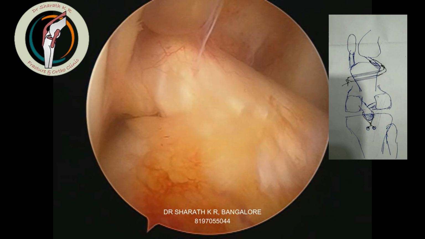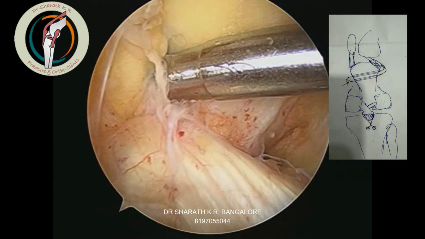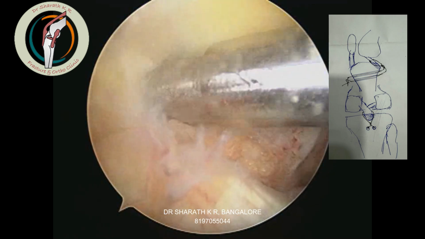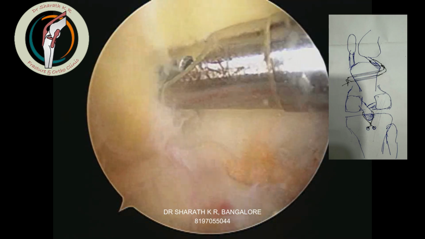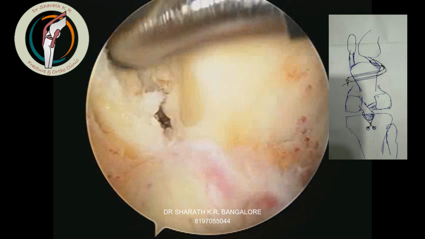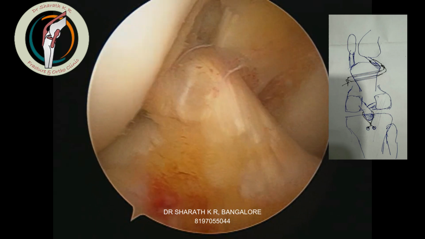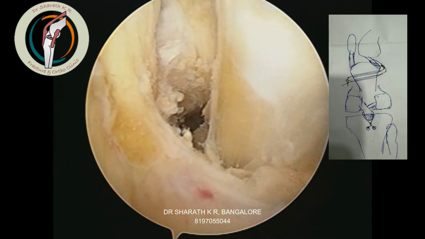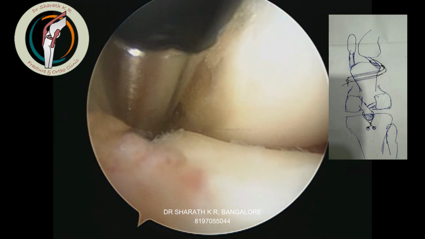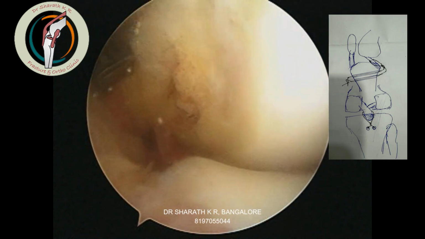I am demonstrating PCL reattachment. Here the ACL appears to be sagging, and we are creating the space between the ACL and PCL using the shaver, and then we will use the RF. Once we create the space between the ACL and PCL, we will put the scope there and also use the thread or the fiber wire, which will be looped around the PCL and the bone interface.